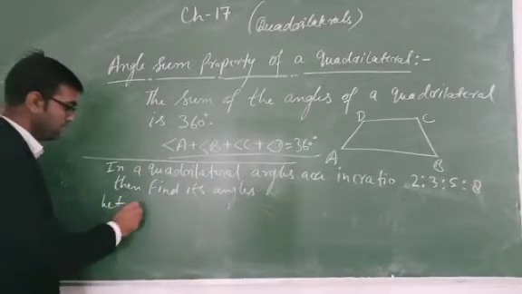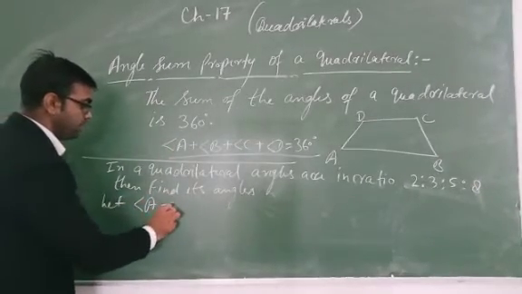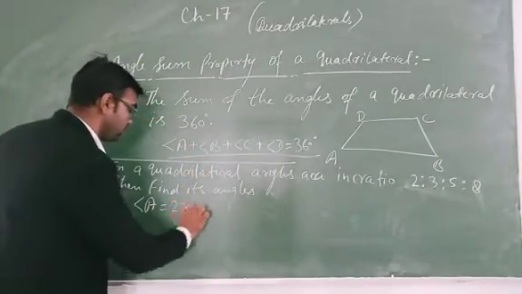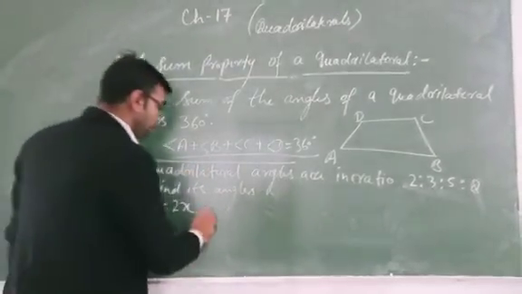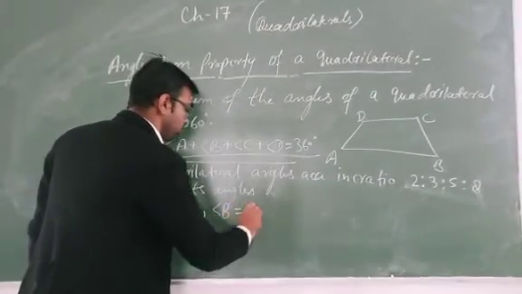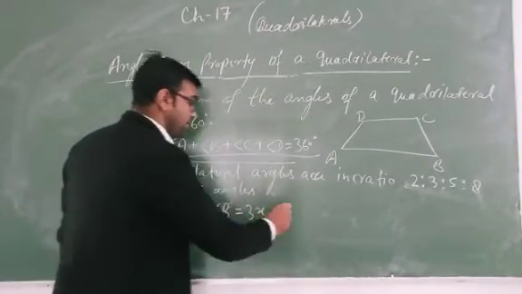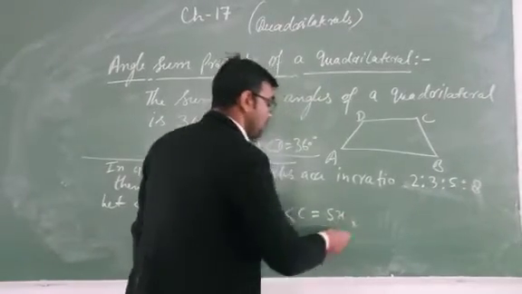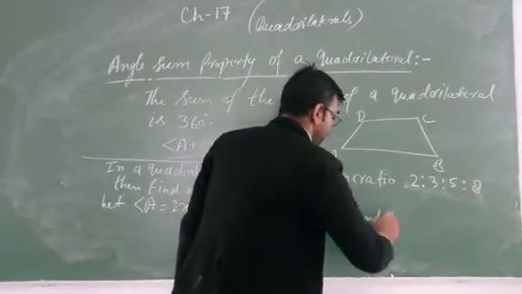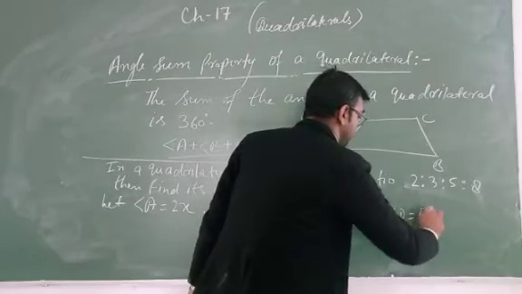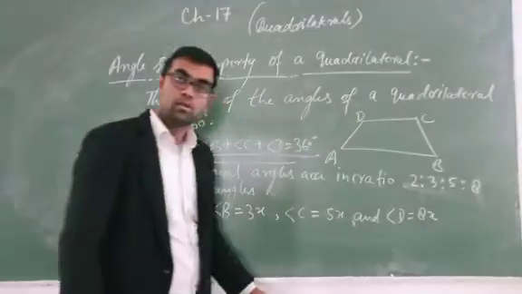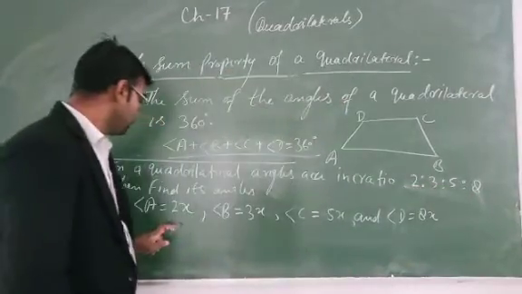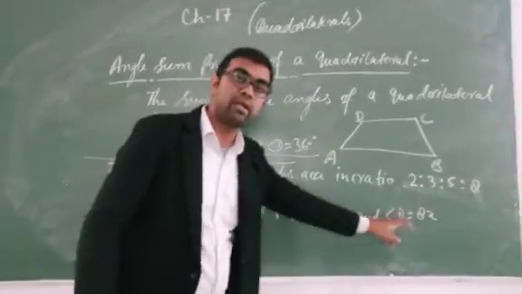So the ratio is given. Let angle A be 2x, since its ratio is 2. Angle B is 3x. Angle C will be 5x. And angle D is 8x. Okay, it is given 2:3:5:8, so let the angles be 2x, 3x, 5x and 8x.